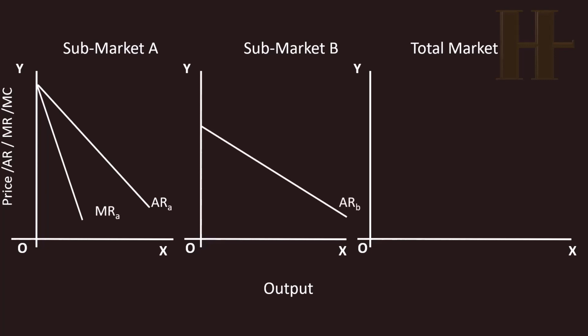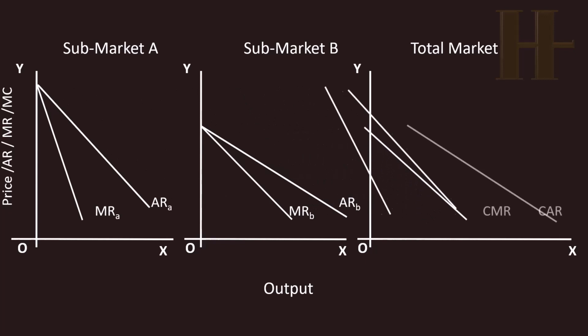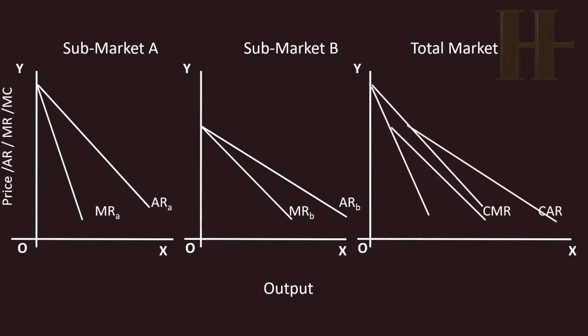ARB is the average revenue curve of submarket B. It is also the demand curve. Demand is relatively elastic in this market. MRB is the marginal revenue curve of submarket B. Lateral summation of AR curves of the two markets gives the combined average revenue curve CAR. It is shown in the total market graph. Again, lateral summation of the MR curves of the two submarkets gives the combined marginal revenue curve CMR.